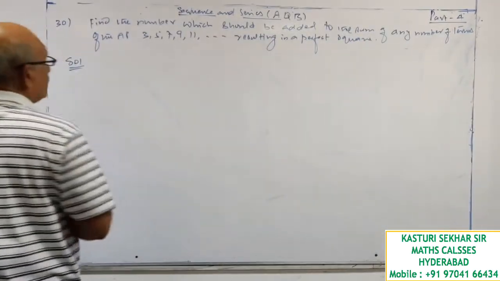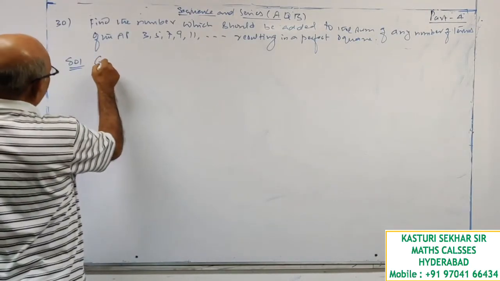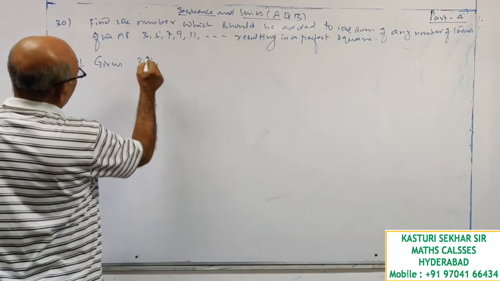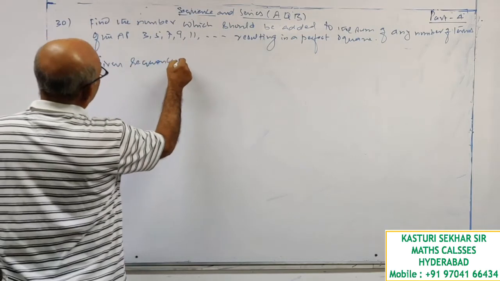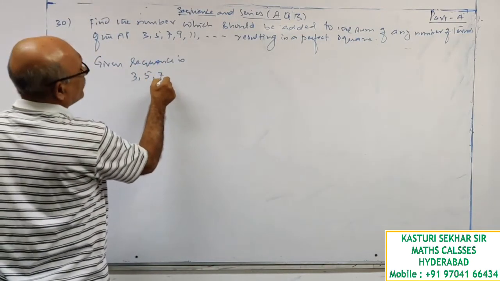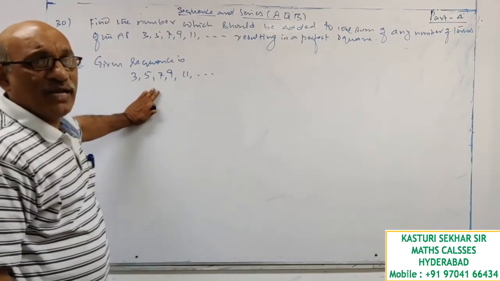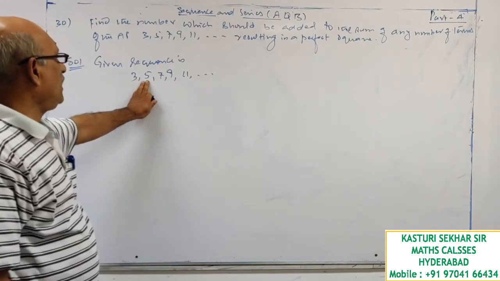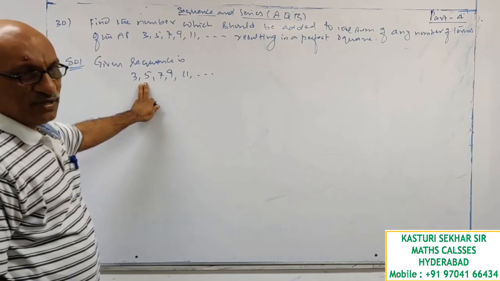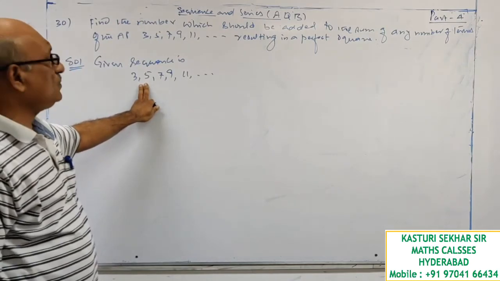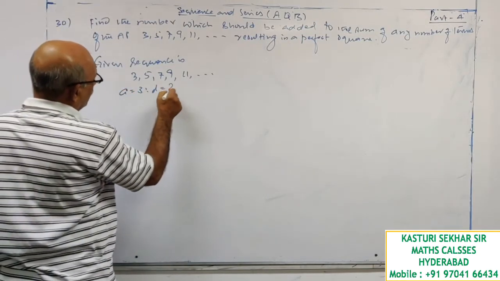What is given in the question, sir? A sequence in arithmetic progression is given. The sequence is 3, 5, 7, 9, 11, etc. It is in arithmetic progression, sir. Verify the common difference: 5 minus 3 is 2, 7 minus 5 is 2, 9 minus 7 is 2, 11 minus 9 is 2. So these are in arithmetic progression. a is equal to 3, d is equal to 2.